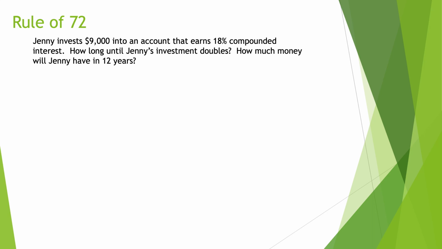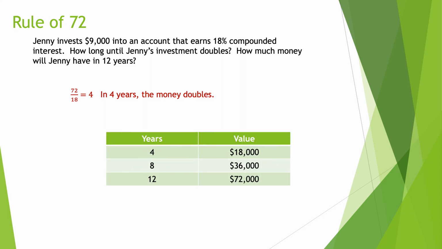And the rule of 72 is 72 divided by the interest rate tells us how long it takes to double. Or 72 divided by how long it takes to double tells us the interest rate. It works both ways. 72 divided by 18 is 4. So in 4 years, you'll have a value of 18,000. In 8 years, you'll have 36,000. And in 12 years, you will have $72,000.